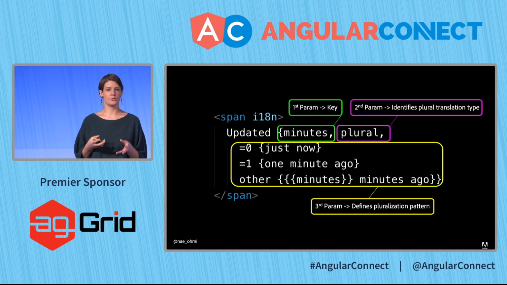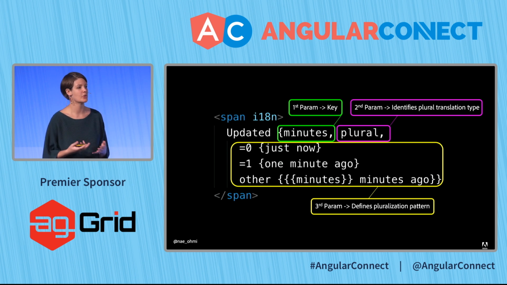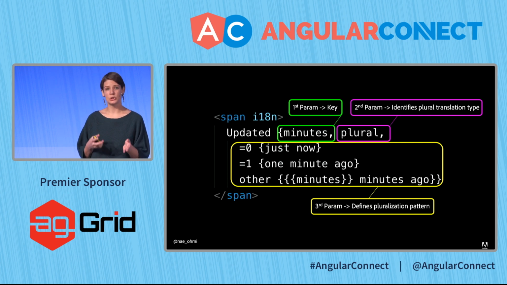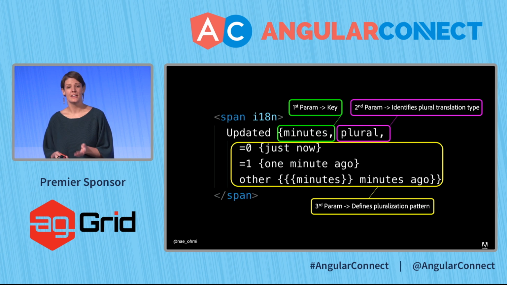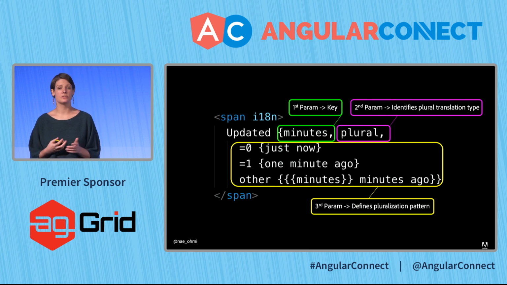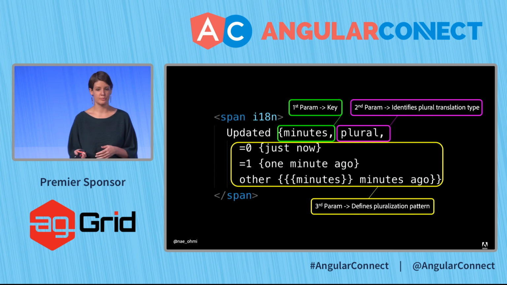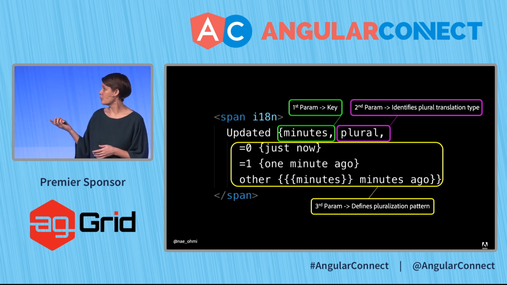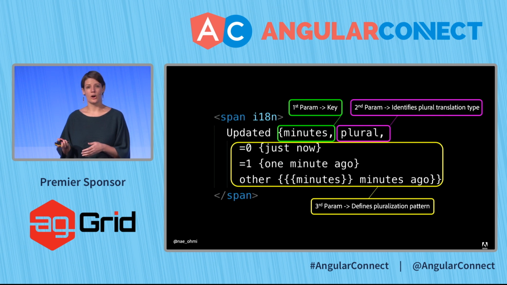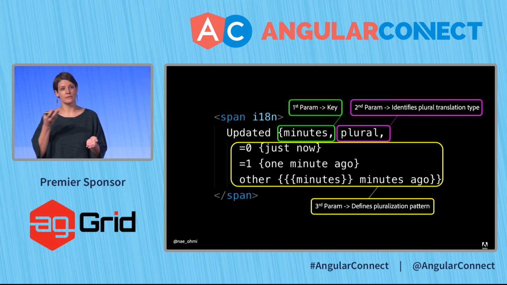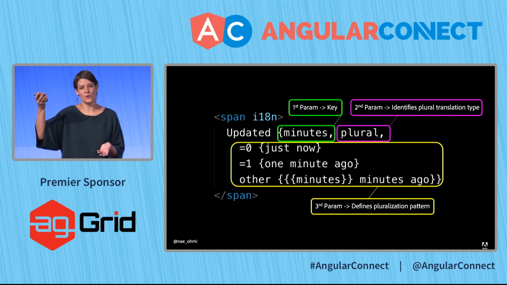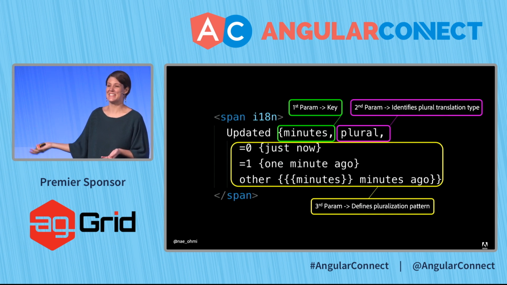The first parameter is the key, and the key here is the variable of minutes. The second parameter will identify the plural translation type, and the third parameter is the most important, and this defines the pluralization pattern. So here we have the pluralization pattern of 0, 1, and other as the categories, and then they're matching values with "just now," "1 minute ago," and "minutes ago."